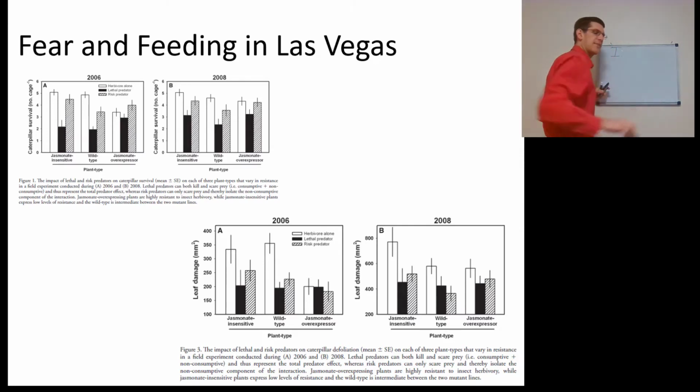Now, fear and feeding, that's taken off Fear and Loathing in Las Vegas, just in case you're missing the movie reference. This experiment was actually done in Ithaca.